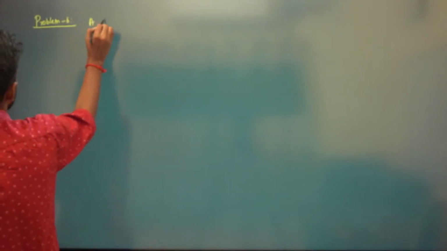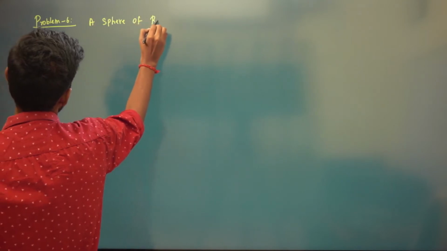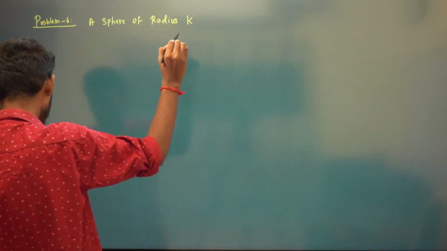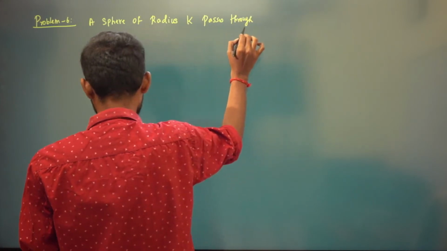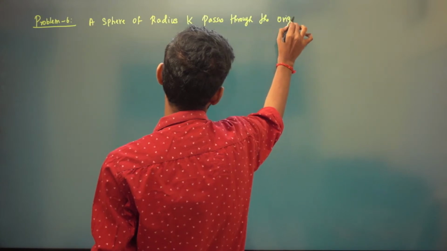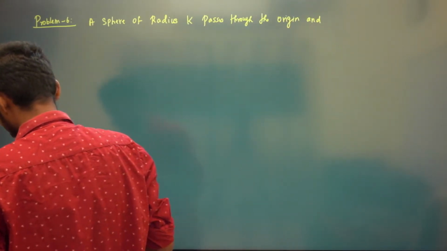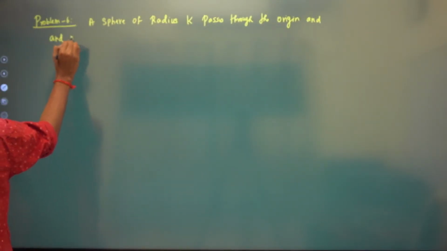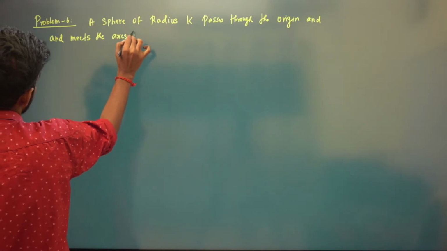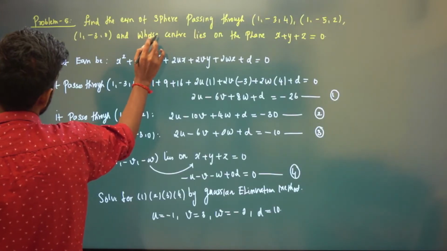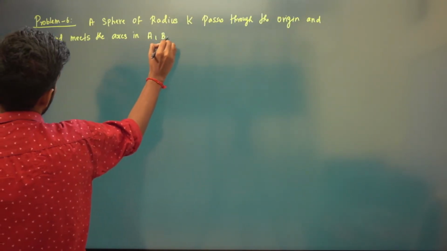Okay. Move on to the sixth problem. A sphere of radius k passes through the origin and meets the axes in (a, b, c).